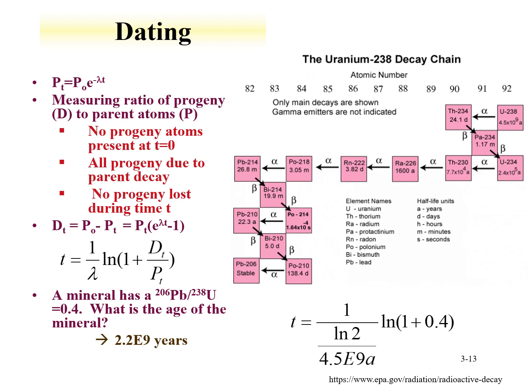This becomes the parent at time t times e to the lambda t minus 1. And then solving for t, we rearrange this equation to what is shown here, where t, the age of the sample, is equal to 1 over the decay constant times the log of the sum of 1 plus the ratio of the progeny atoms to the parent atoms.